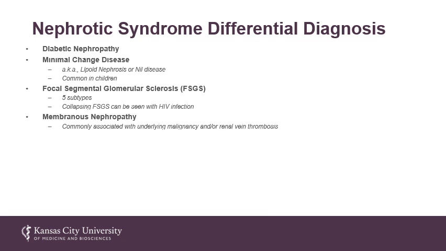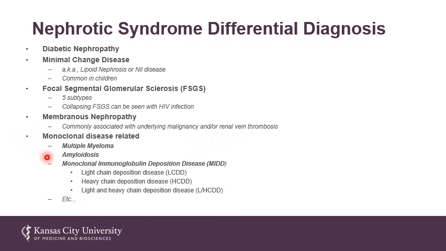Membranous nephropathy is something that can be what we call primary or secondary. If it's secondary, it's often associated with a malignancy, and this is again the one that's commonly associated with thrombosis, and particularly the renal vein. And then there's a multitude of monoclonal diseases that can affect the kidneys, so multiple myeloma, amyloidosis, or something called monoclonal immunoglobulin deposition disease. And you don't need to know all these subtypes.